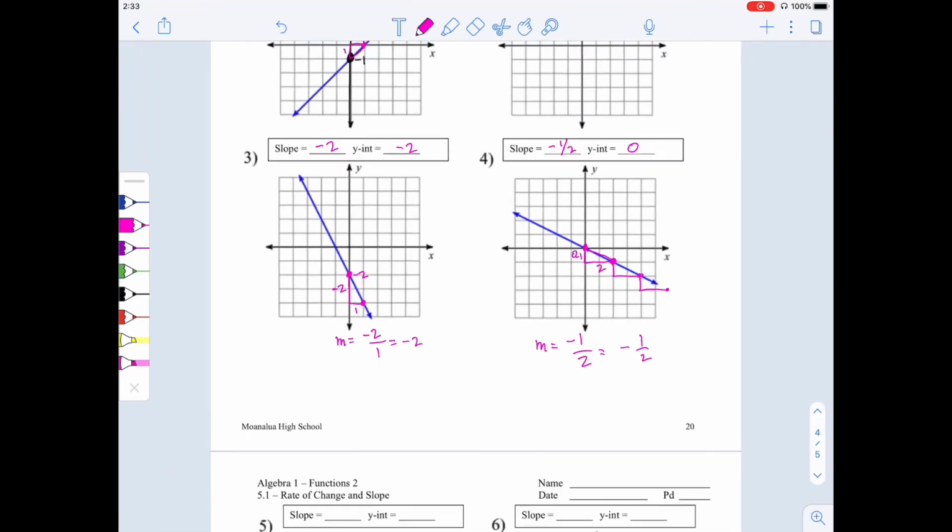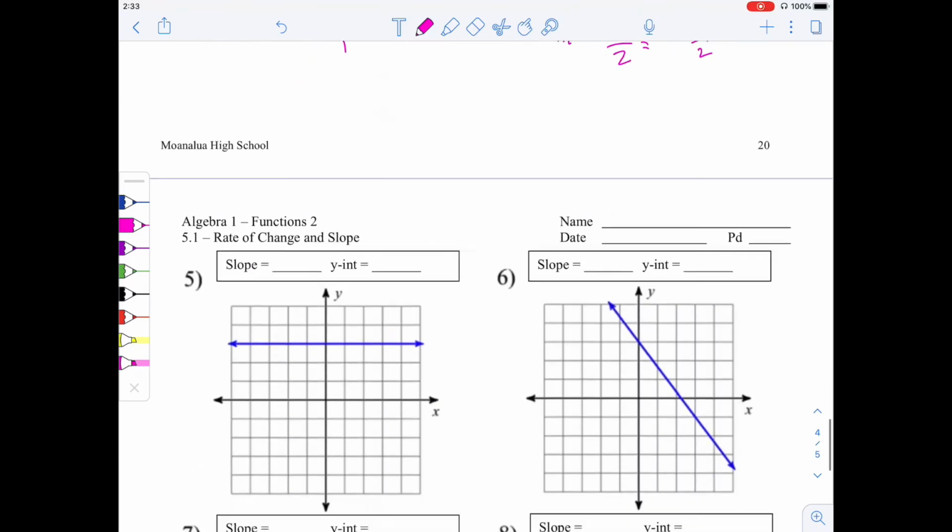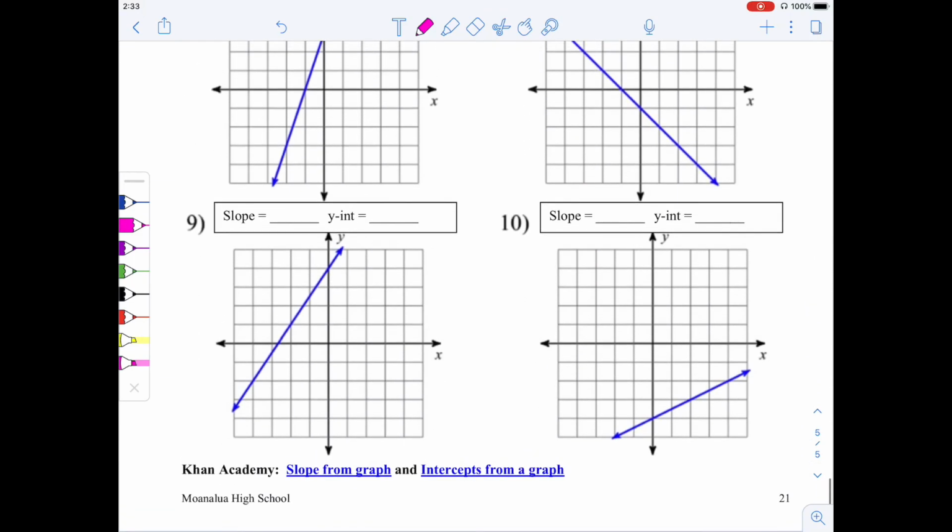Okay, and that's all there is to it. So start at the y-intercept, use your rise over run to find the slope, and you can do the rest of the problem.